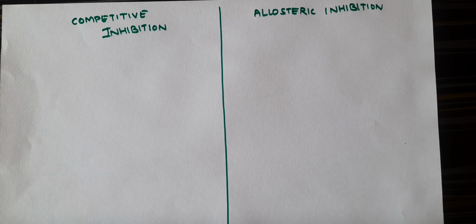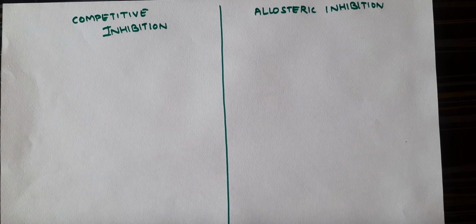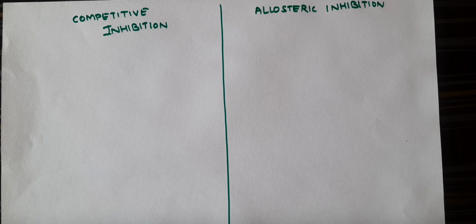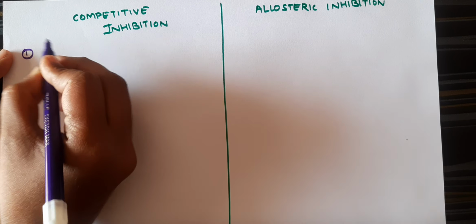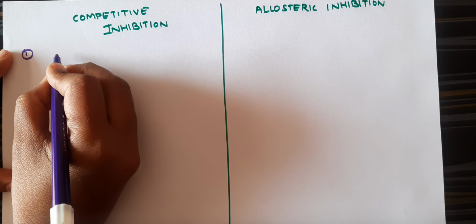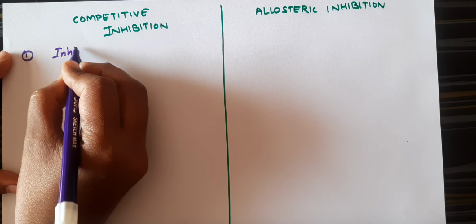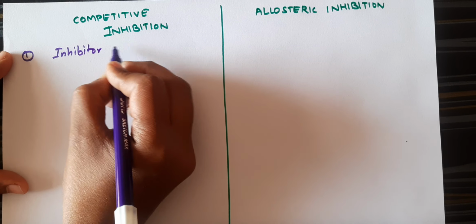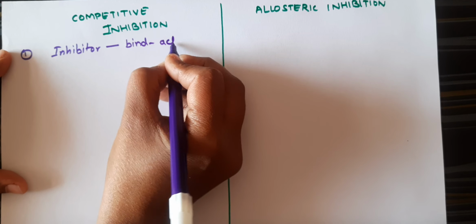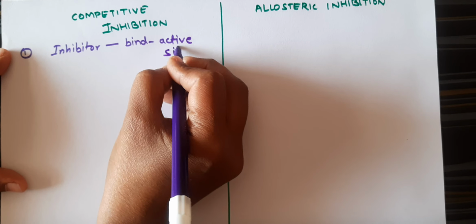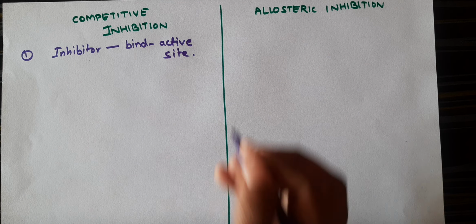So good morning friends. In the present video we are going to learn the differences between competitive inhibition and allosteric inhibition. Okay, so the binding site for the competitive inhibition is the active site. The inhibitor will bind the active site in case of competitive inhibition. So once the active site is blocked, the reaction will not take place.